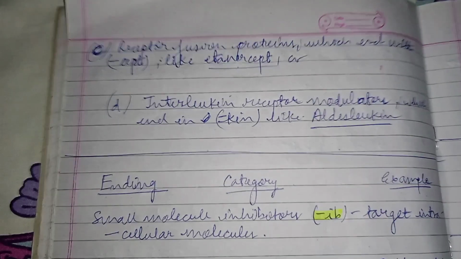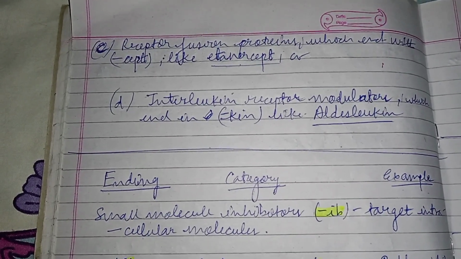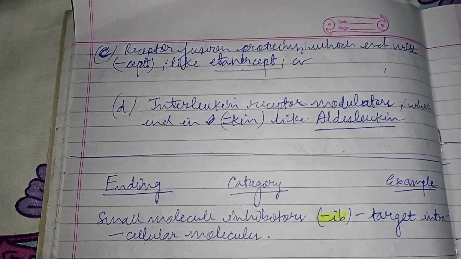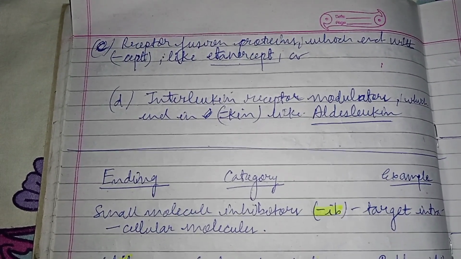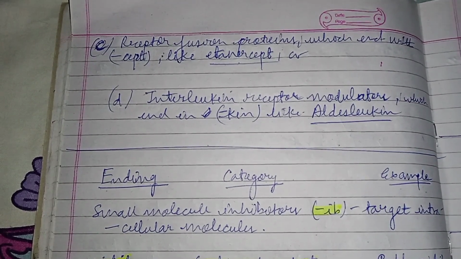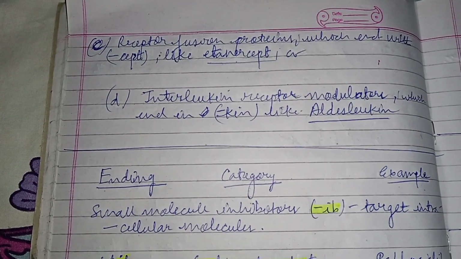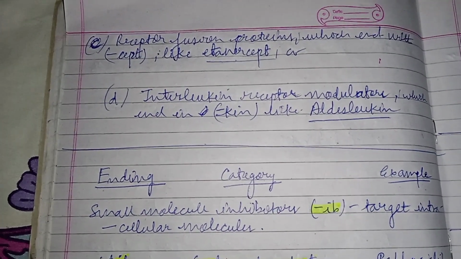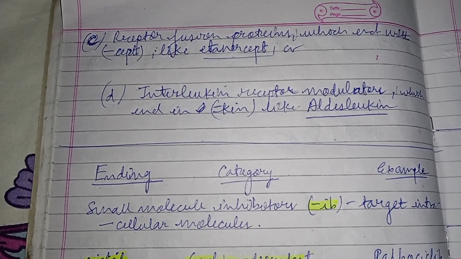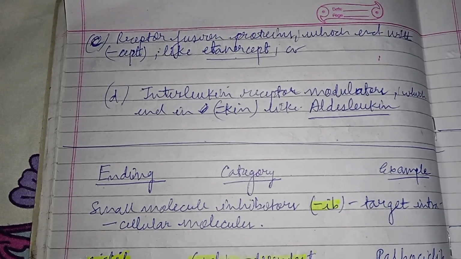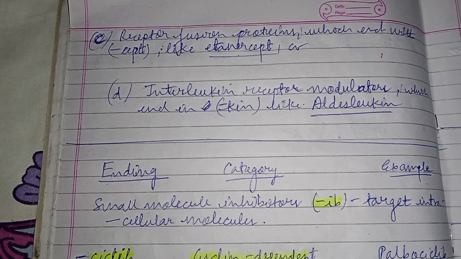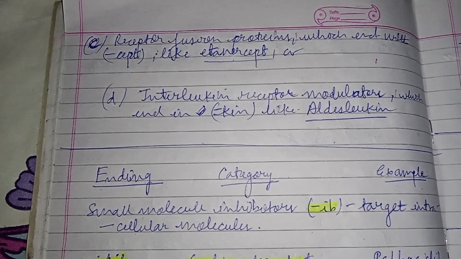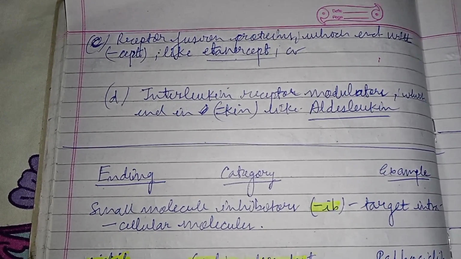Fusion proteins end with sept. Example is etanercept. And the final one, the interleukin receptor modulators, which end with KIN. The example over here is aldesleukin. We already discussed the interleukin receptor modulators, but for convenience we'll look into it once again. Please have a note of it.